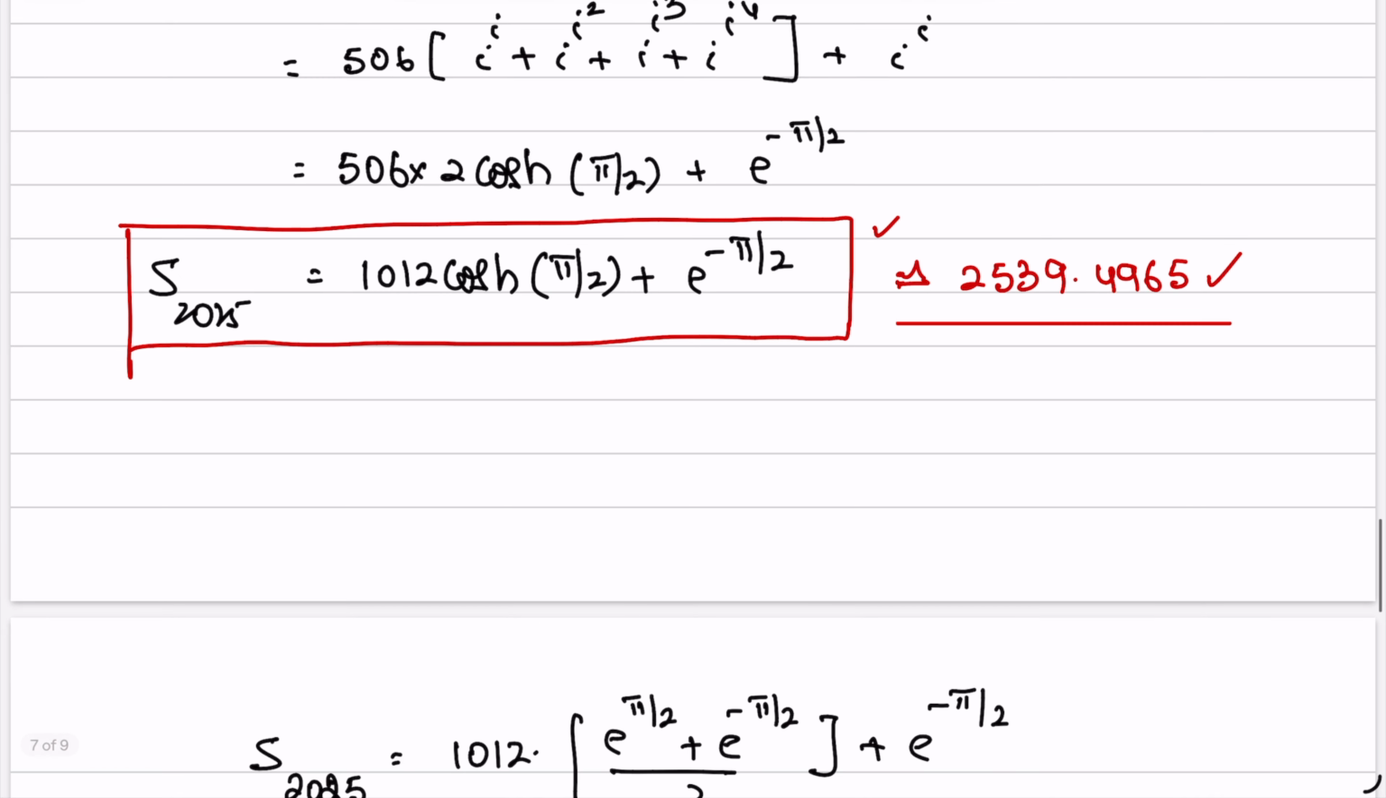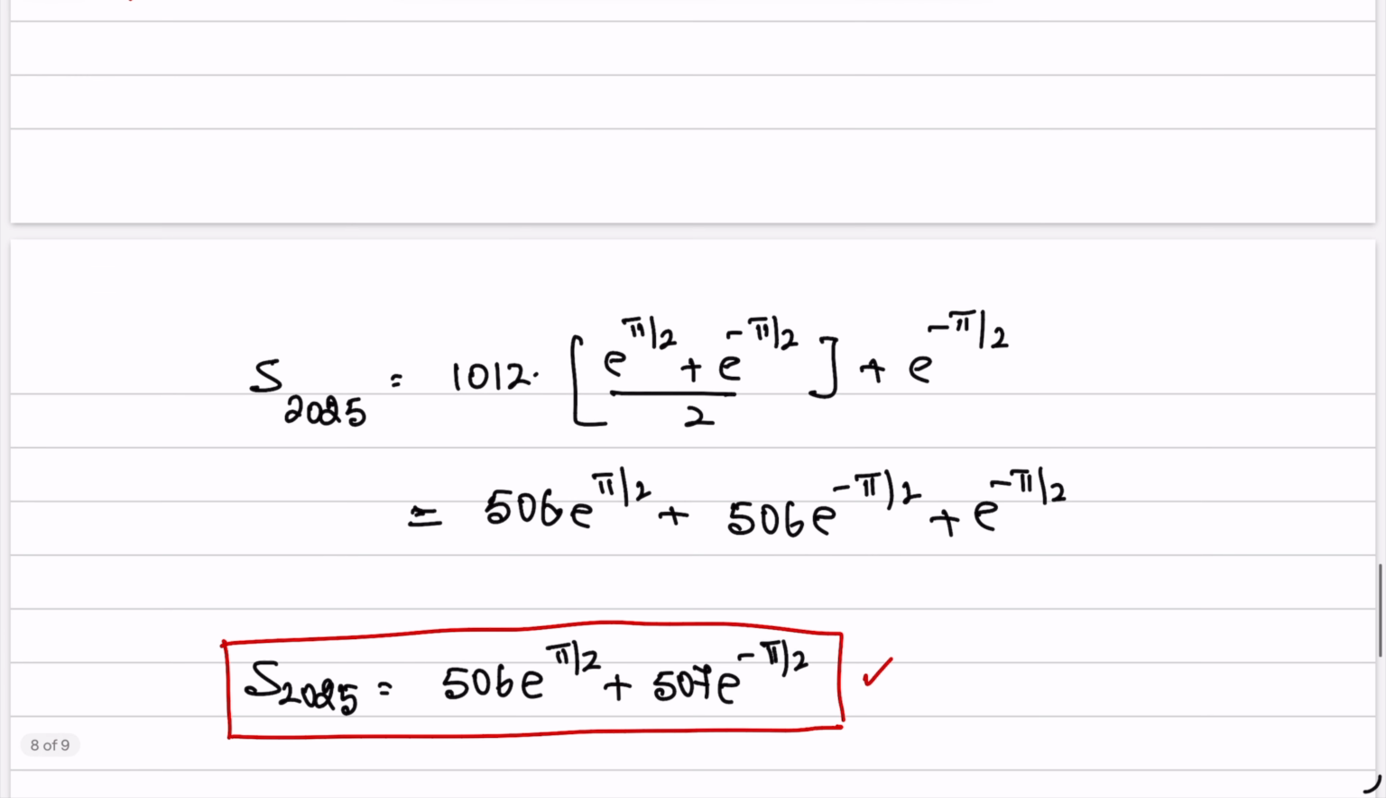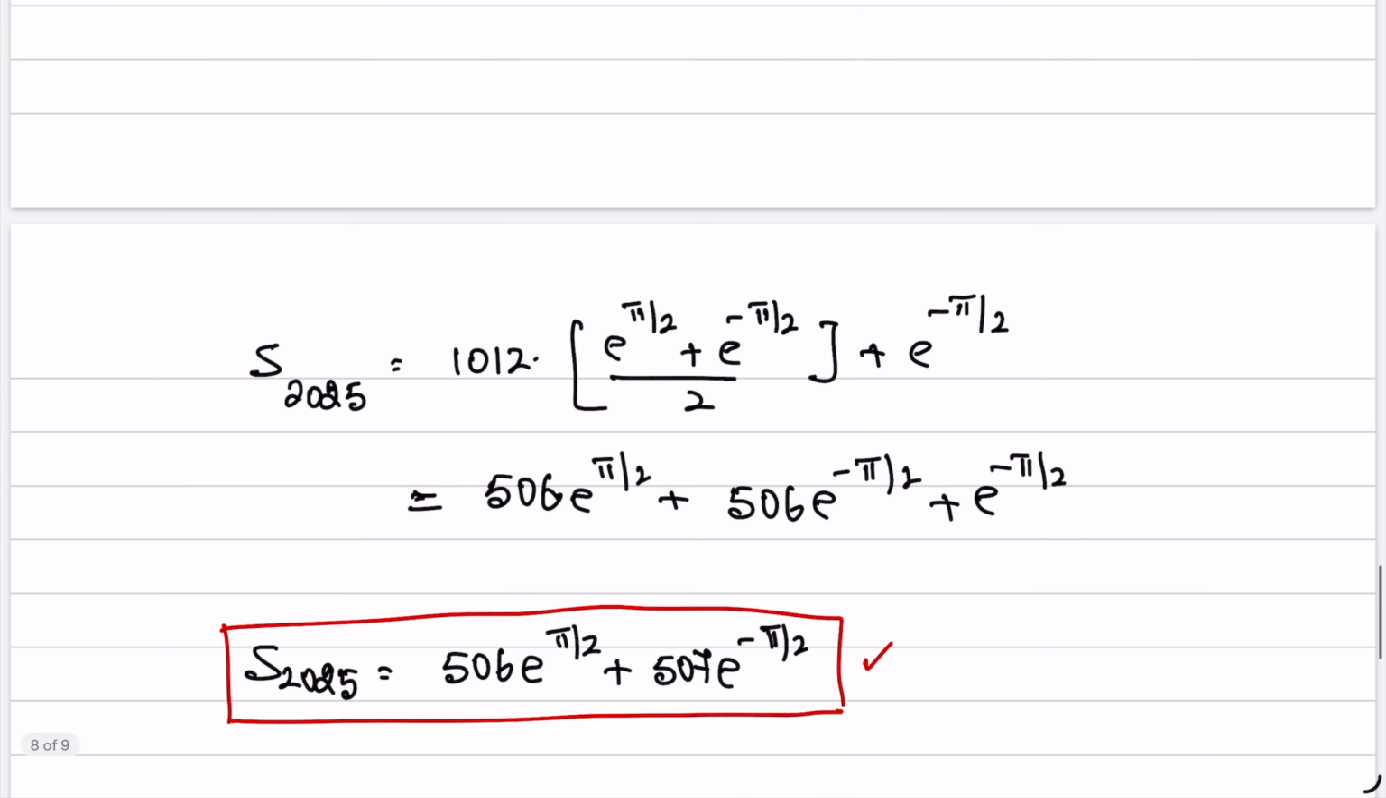From all this, we got the value of s, the sum of the 2025 terms, is equal to 1012 cos hyperbolic pi by 2, or 506 into e to the power of pi by 2 plus 507 e to the power of minus pi by 2, which comes to approximately 2539.4965. When the calculator is given, you go for this, otherwise you can stop your calculations till now.